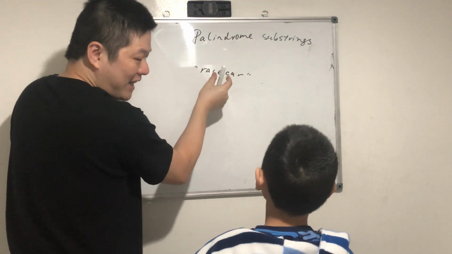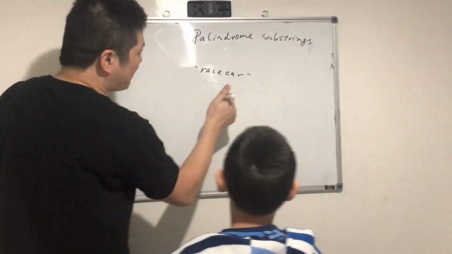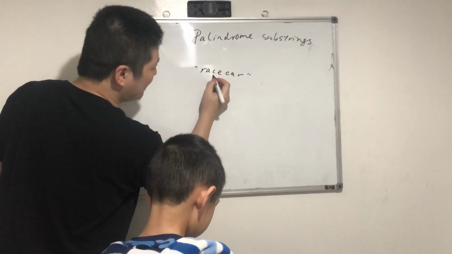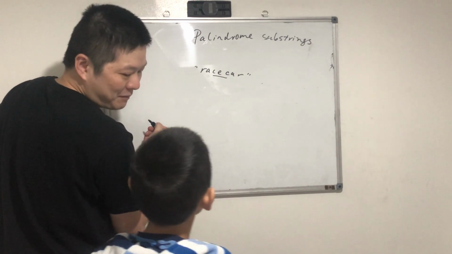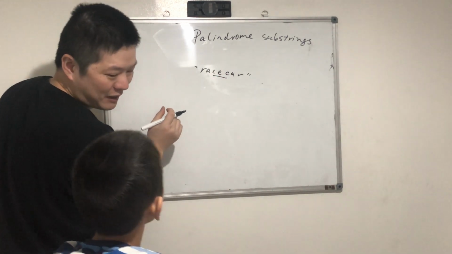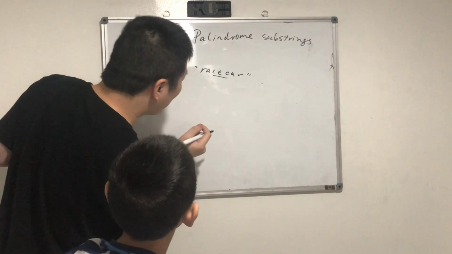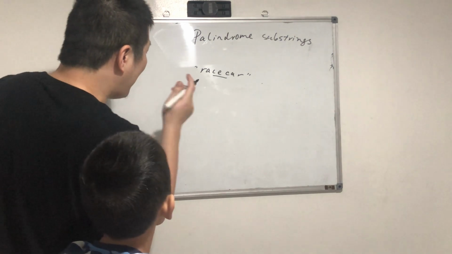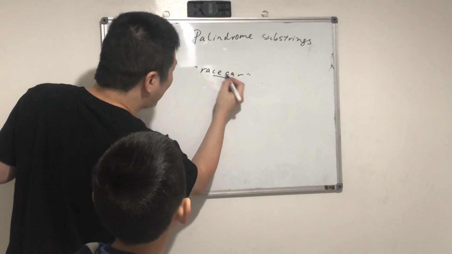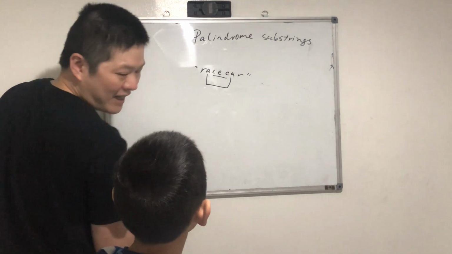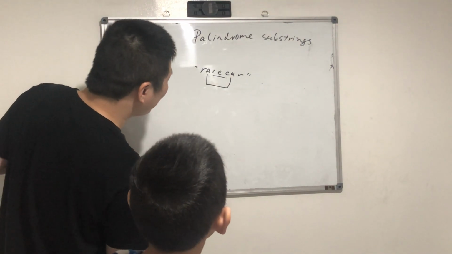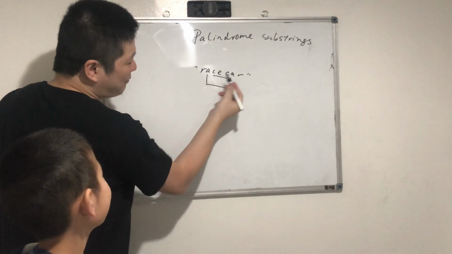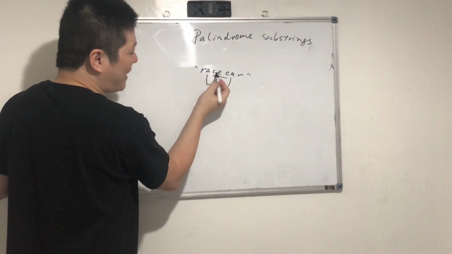Do you get it? Look, race car is a palindrome substring. You continue, and CEC is a palindrome substring, right? Can we find any others? And look, ACECA is another one. Can you find any other things? Each single letter is also a palindrome, so R is a palindrome.